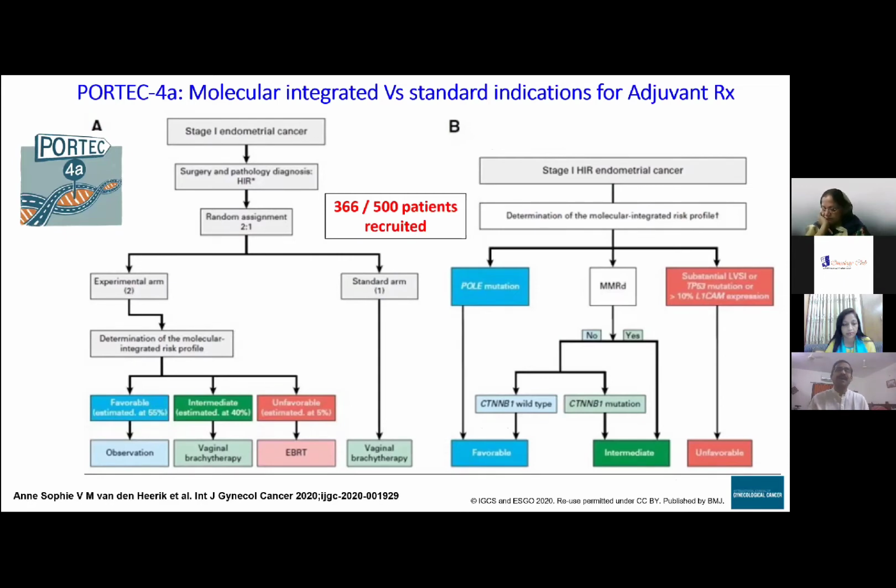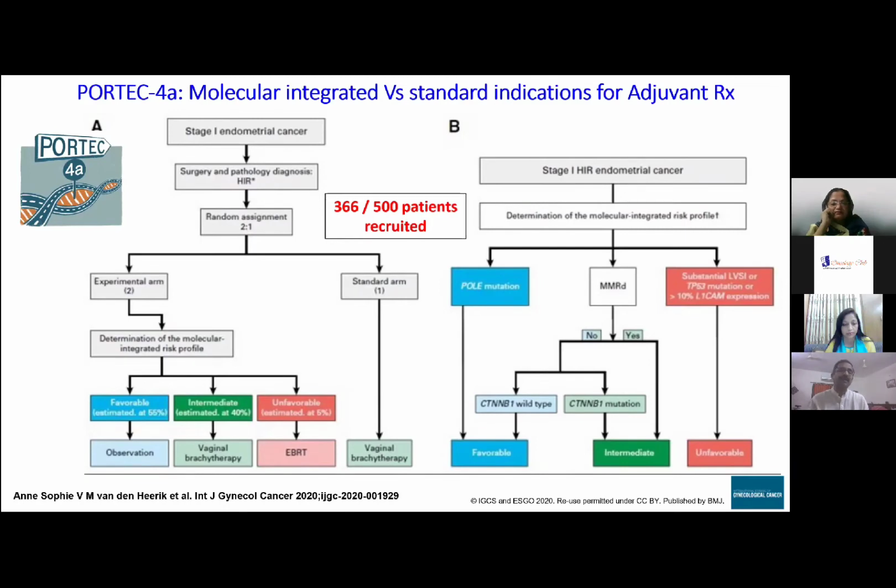The ongoing study is the PORTEC-4a, where they have integrated molecular classification and are currently recruiting patients by randomizing them based on the molecular risk profile, defining them into favorable group if POLE mutation is seen, or MMR deficient, then intermediate risk group, or patients who have substantial LVSI and p53 mutated, then such patients are classified as unfavorable group.